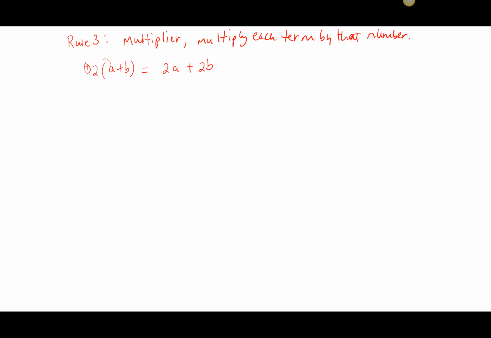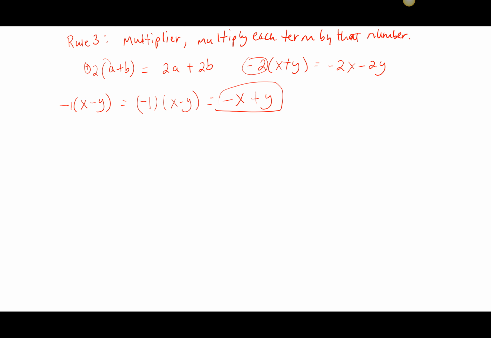Okay. Well, if you have this one, minus 2(x plus y). In this case, you're going to have to multiply all this. Minus 2x and minus 2y. Okay. Let's look at another one. What if we had minus (x minus y)? So that's going to be minus x. Of course, that's a negative one, right? Remember, that's just understood, but for now, we'll put it in there. Minus 1 times x, minus 1 times minus y would be positive y. So minus x plus y.